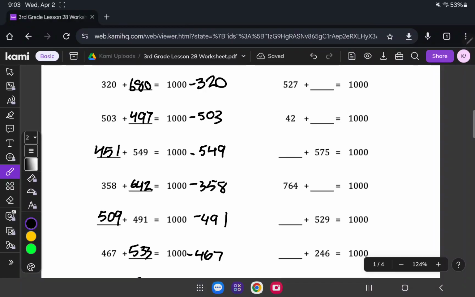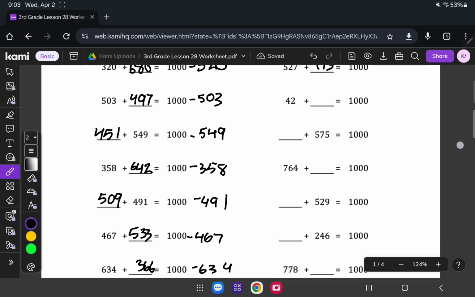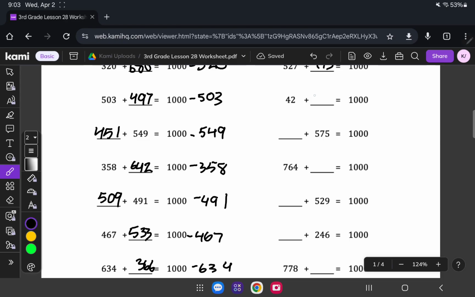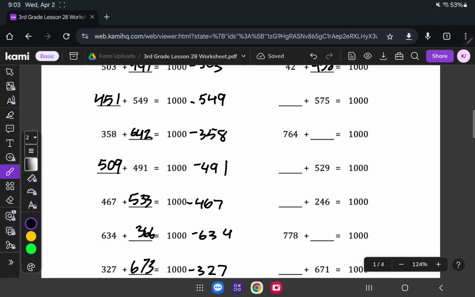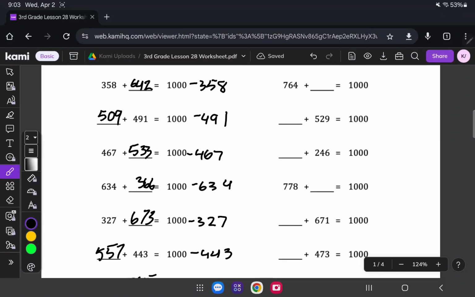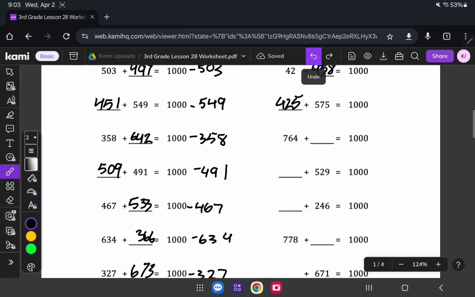All right. 1000 minus 527 would be 473. 1000 minus 42 would be 958. 1000 minus 575 would be 425. 1000 minus 764 would be 236.